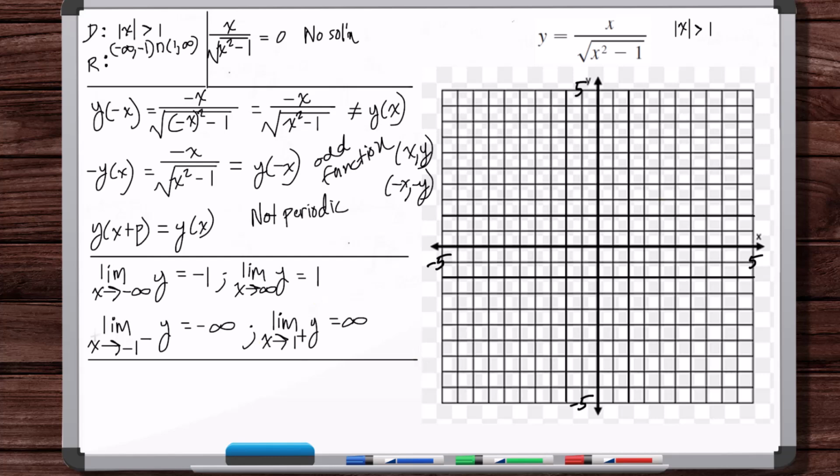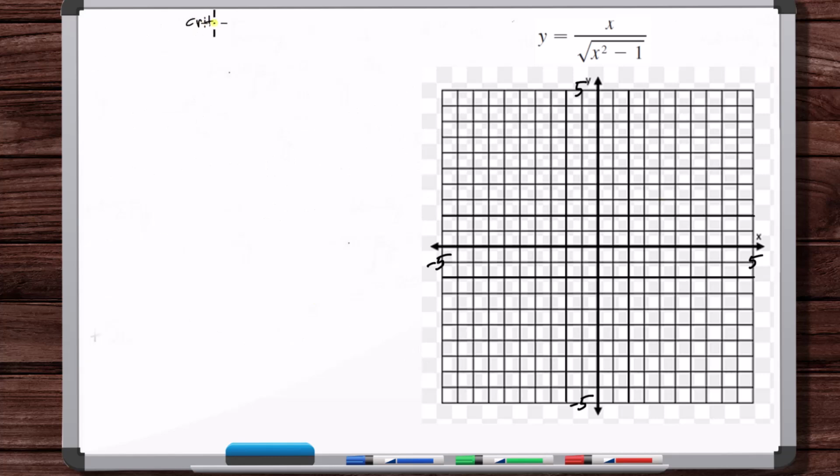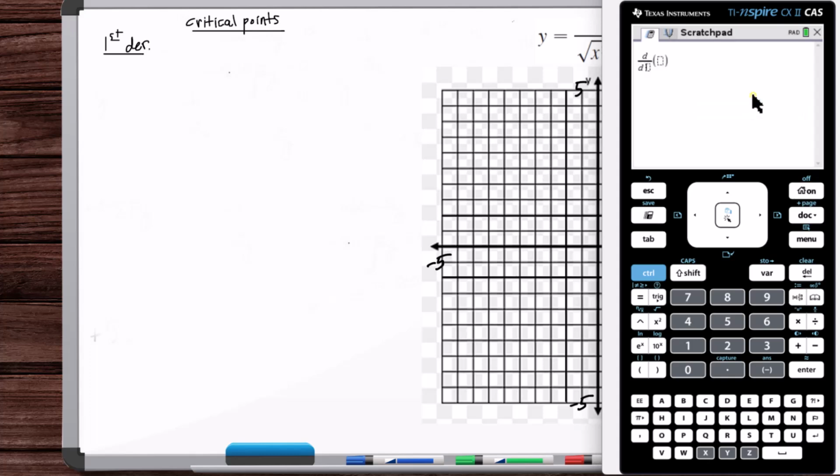Okay, next, critical points. Let's come to a new sheet for this. Okay, let's start with the first derivative. So where does the first derivative of this function not exist or equal 0? All right, there's nowhere where this is equal to 0, but perhaps there's a spot where the denominator equals 0.